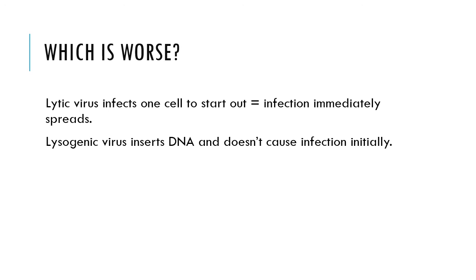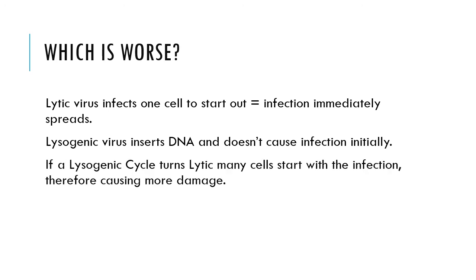I'm okay with that. However, if a lysogenic cycle suddenly becomes lytic, now you have many cells starting with the infection. This causes so much more damage, right? So instead of one cell starting with the infection, now you have 10,000 cells starting with the infection. And one cell making 10,000 viruses, not good, but 10,000 cells making 10,000 viruses each, really, really, really not good. So overall, in order of best to worst, lysogenic by itself is probably the best, then lytic, then a lysogenic cycle that turns lytic is the absolute worst.